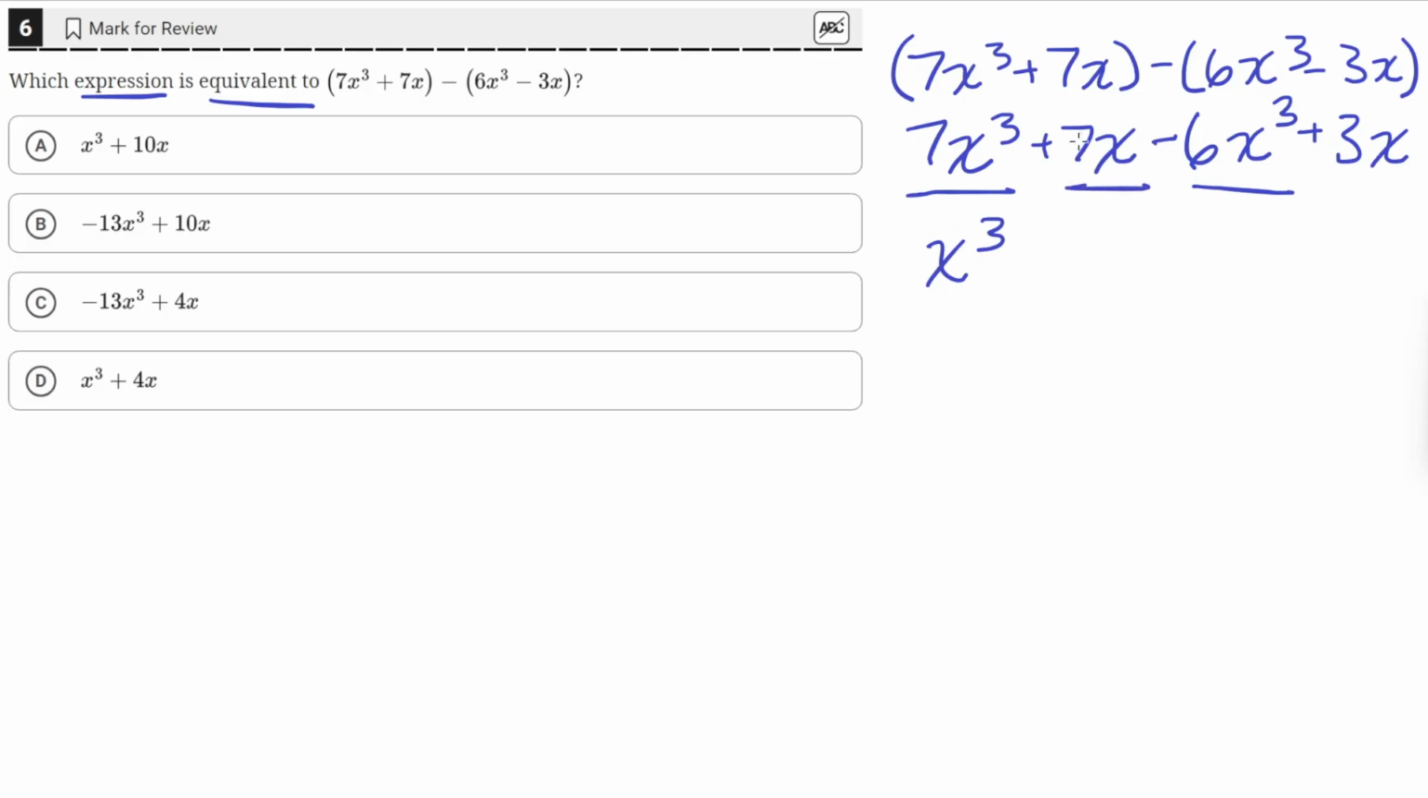And then the second term, here we have an x raised to the first power, and over here we also have an x raised to the first power. So these are two like terms, so we can just add them together. So 7x plus 3x, that's 10x. So that's our final answer, x cubed plus 10x, which is answer choice A.